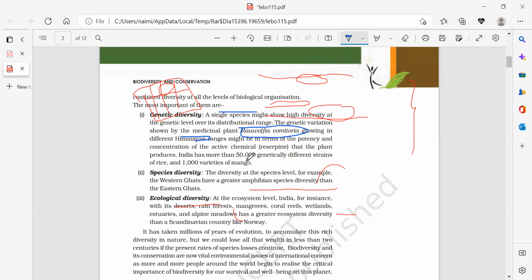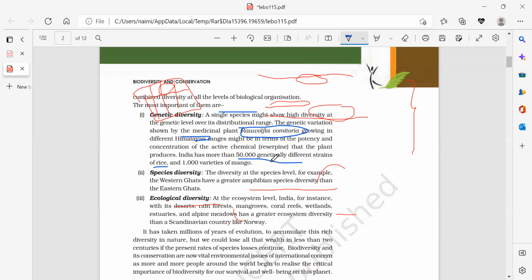India has more than 50,000 genetically different strains of rice. So if you see, India has 50,000 genetically different strains of rice. It is a very high amount. And there are 1,000 varieties of mango. So rice has 50,000 genetically different strains, while mango has 1,000 varieties. So it is showing genetic diversity.